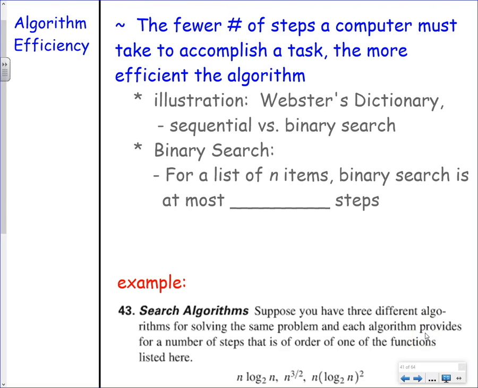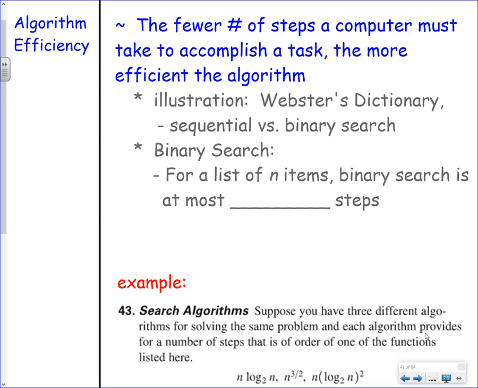Okay. The fewer number of steps a computer must take to accomplish a task, the more efficient the algorithm. We already talked about that. The idea is between a sequential versus a binary search. Sequential, you guys know what that word means, right? Sequential is you just go in order. True? Binary, cut it in half, cut it in half, cut it in half.